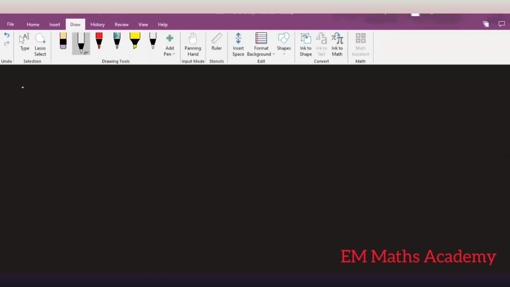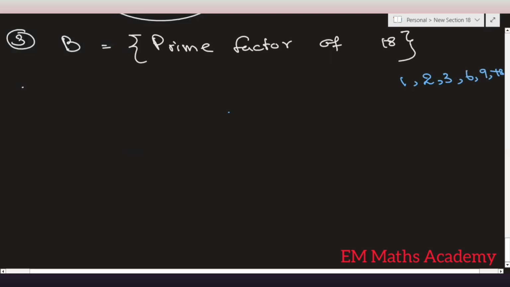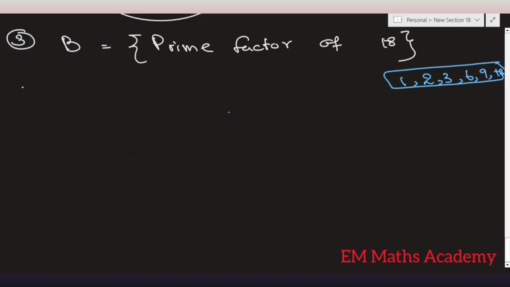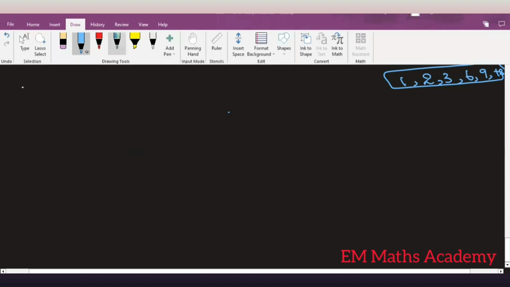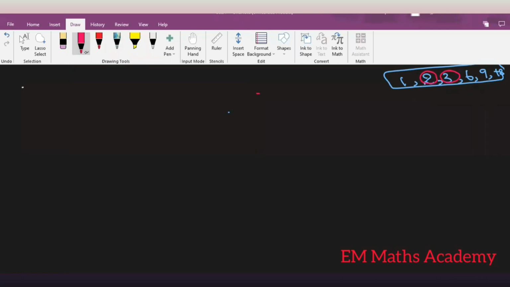First of all, you should be able to identify these things. Factors: 1, that means the numbers that we can use to divide 18 without remainder. 1 can be used to divide 18, 2, 3, 4 no, 5 no, 6 yes, 9 yes, 18. These are the factors of 18. Then what are the prime numbers out of these? Prime numbers are 2 and 3 only, no? Then the prime factors of 18 are 2 and 3.